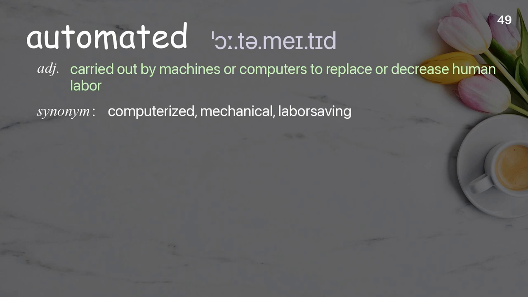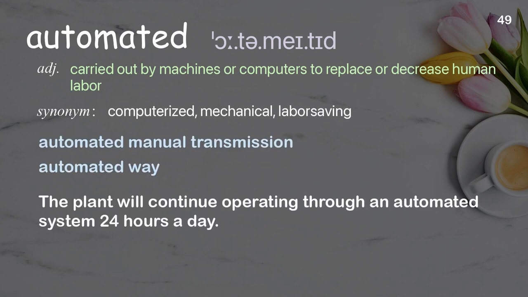Automated. Carried out by machines or computers to replace or decrease human labor. Examples: automated manual transmission, automated way. The plant will continue operating through an automated system 24 hours a day.